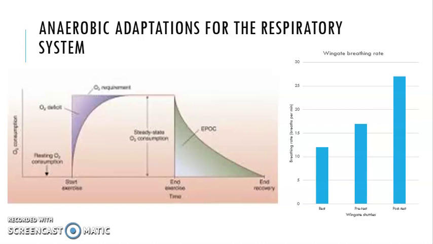However, the graph on the right shows our athlete's breathing rate when performing a 20-second Wingate test. We can see that again the athlete has an anticipatory rise as their breathing rate has increased from 12 to 16. We can also see that post-test the athlete's breathing rate has increased even further to 27, showing that their breathing rate has increased to try and recover from the lack of oxygen during exercise and to help break down lactic acid that's been built up in the muscle.